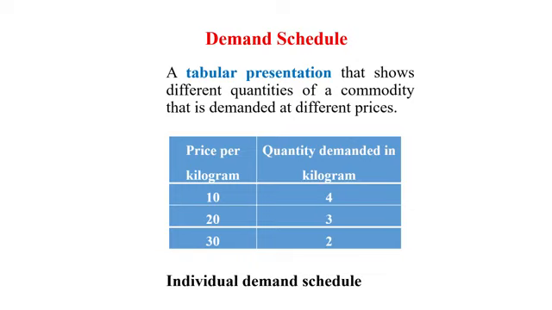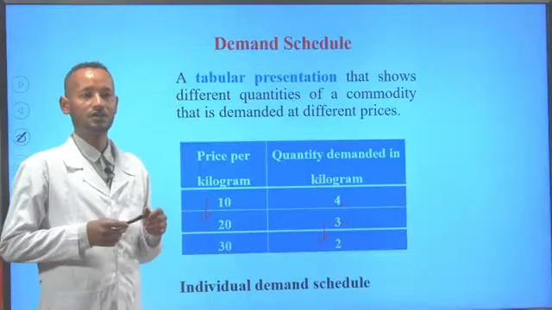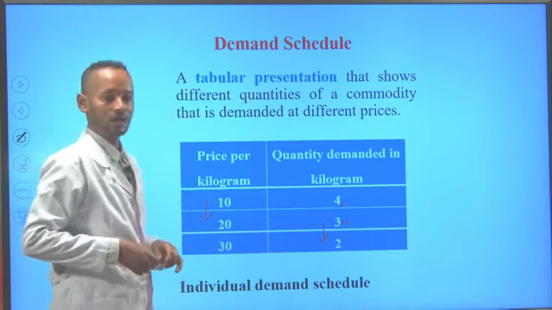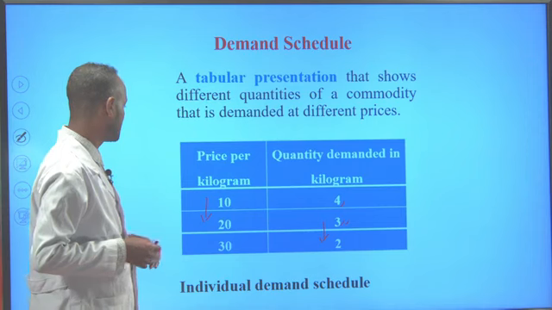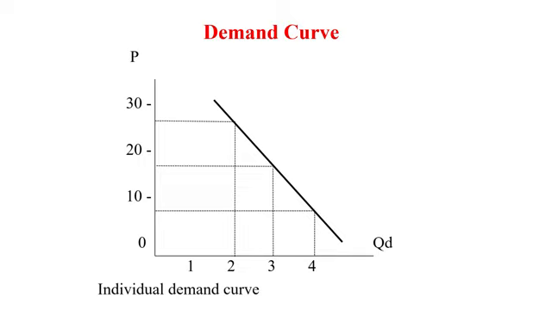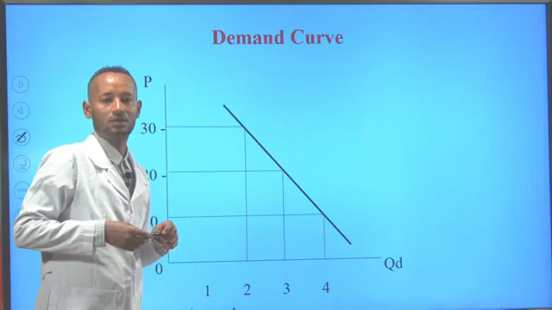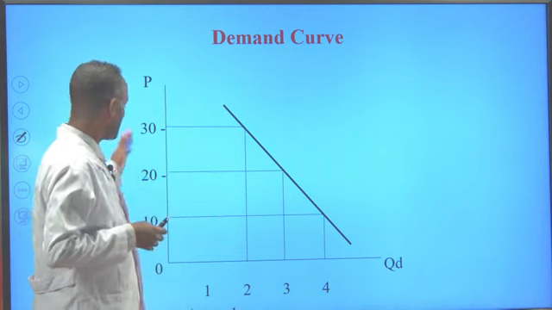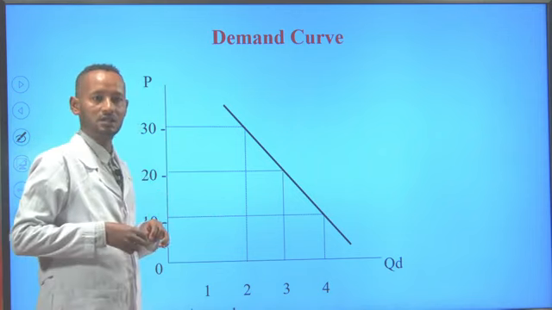From this, we can show that as the price of a kilogram of orange increases, the quantity demanded for orange will decline. And as the price of a kilogram of orange decreases, the quantity demanded for orange will increase. Now let's see the demand curve, which is a graphical presentation of the demand schedule. We represent all the values of price on the y-axis and all the values of quantity demanded on the x-axis to plot the demand curve. From this we can show the relationship between the price of a commodity and quantity demanded.